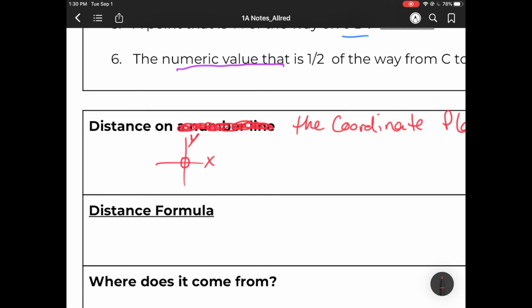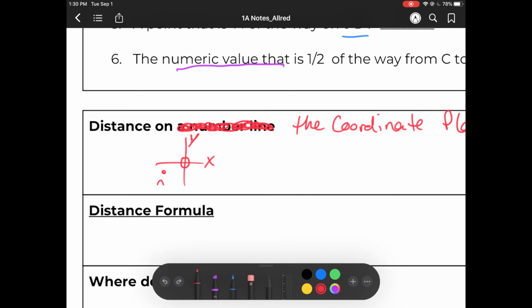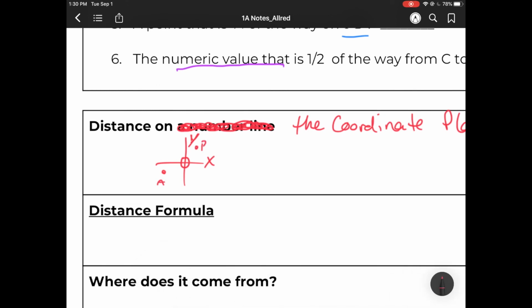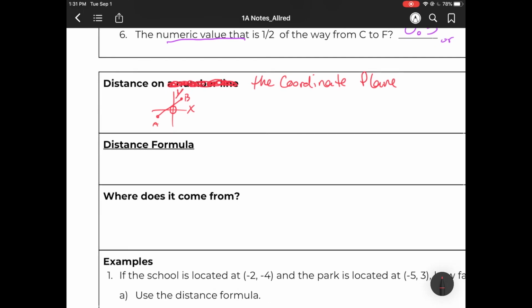Now, that means if our segment AB goes like this, there's A, there's B. That's a diagonal segment. I can't just count for length there. And in fact, I can't do just subtraction because they are separated horizontally by a certain number, but also vertically by a certain number. They have distances on the x-axis and y-axis. So we have come up with a formula called the distance formula to help us calculate that.